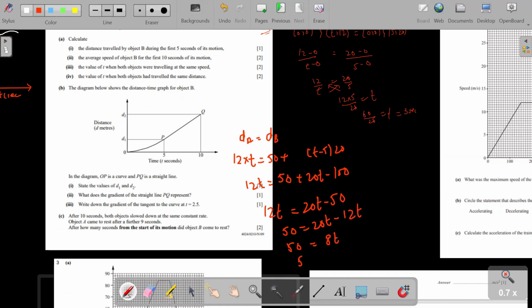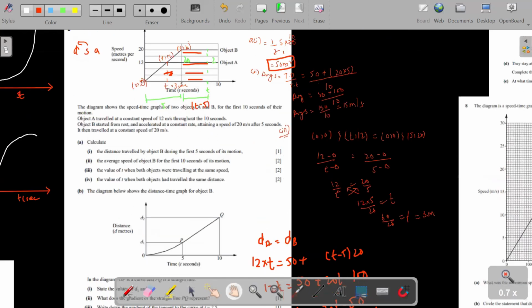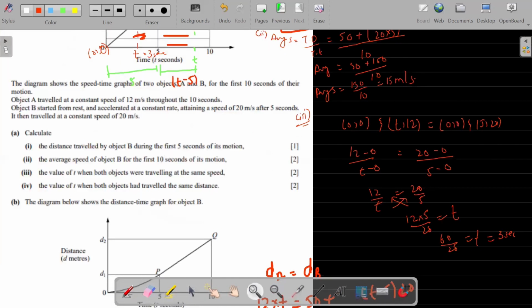So 50 equals 8t, so t is 50 divided by 8, which is 6.25. 6.25 is the time over here. So this time is 6.25. This was the time when they both have covered the same distance. Let's move to the next part.